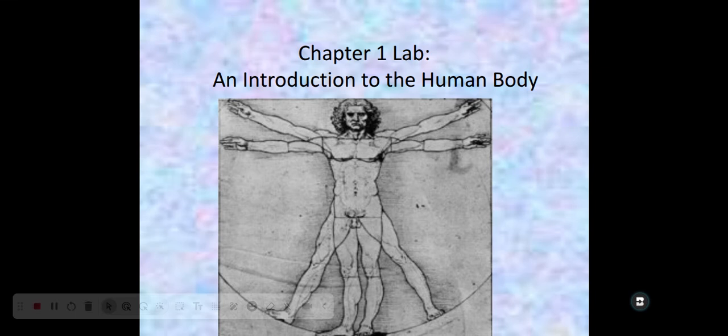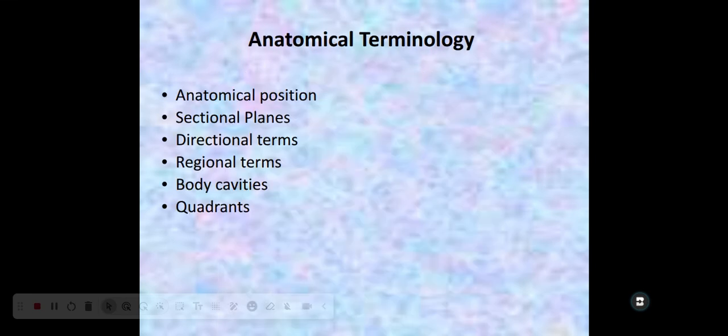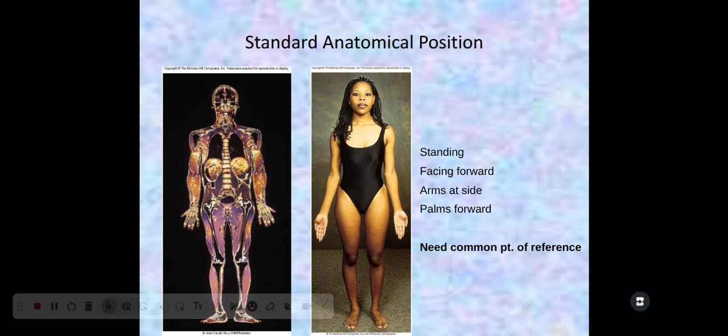Okay, you guys. So we're going to go over the lab portion of chapter one, of lab one. And it's similar to what we went over in the lecture. So you have your anatomical position, your sectional planes, your directional terms, your regional terms, your body cavities, and your quadrants, which we went over in the lecture also. So let's start off with anatomical position.